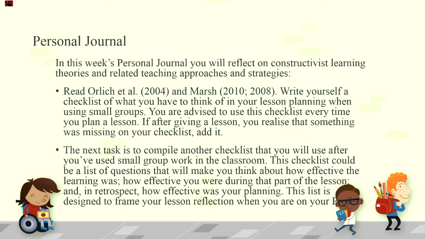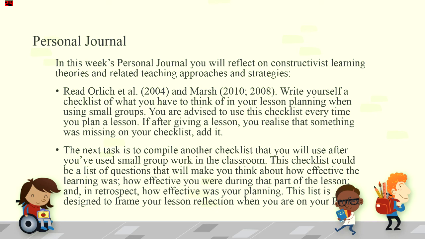So the personal journal. In this week's personal journal entry, you'll reflect on constructivist learning theories and related teaching approaches and strategies. This will mean you need to read Orlick and Marsh. You'll then need to write yourself a checklist of what you have to think of in lesson planning when using small groups. You are advised to use this checklist every time you plan a lesson.